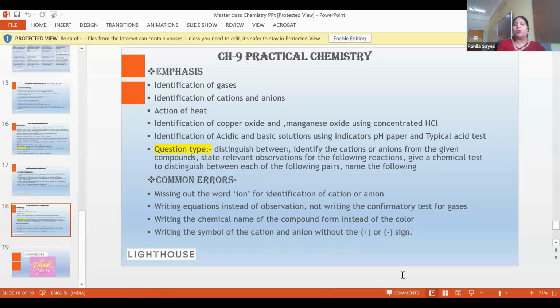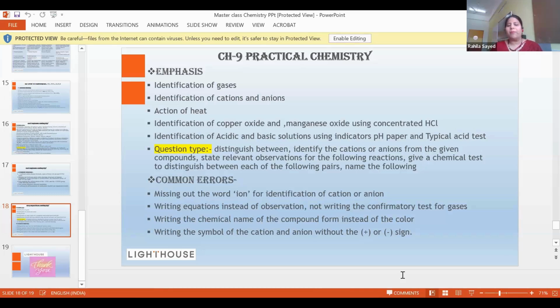Common errors: missing out the word ion for identification of cation or anion, writing the equations instead of observation, not writing the confirmatory test for gases. Again, I'm telling you children, whenever you write that a gas is evolved, the color of the gas, the odor of the gas, and any one chemical test for that gas has to be mentioned over there.